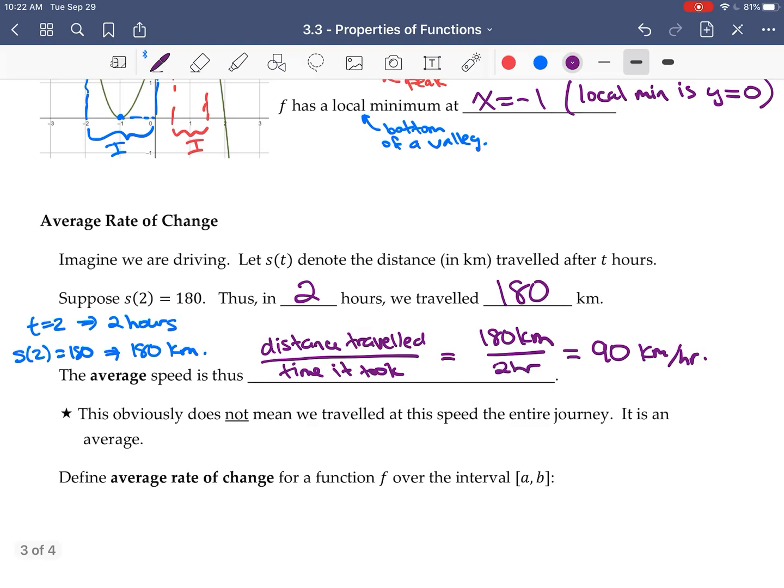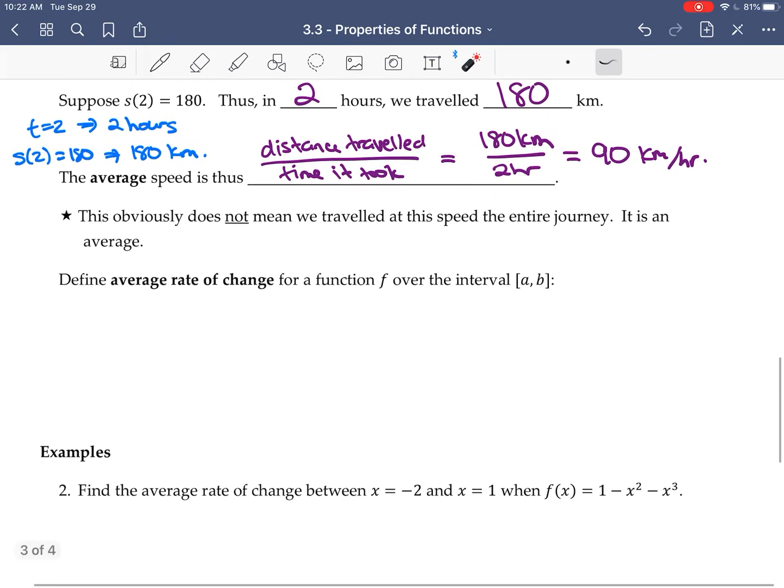Now it doesn't mean that we traveled at that speed the entire time. Maybe we went sometimes fast, sometimes slow. But overall, in order to get that distance in that many hours, that must have been our average speed. Now this is the idea behind the average rate of change. When you're talking about average rate of change, you're always talking about an interval.